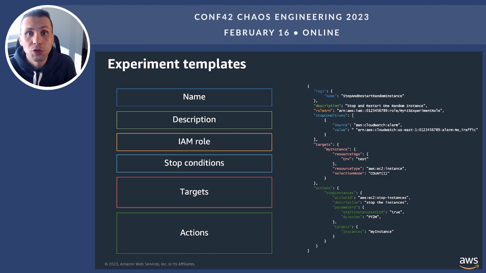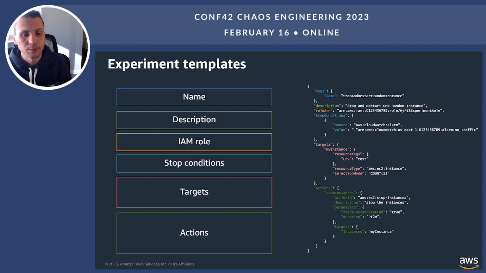When you look at the nature of the template, it looks something like this. You can see on the right a JSON demonstration of a stop and restart instance. That's the name of the experiment template. You have a description there. You have a role ARN that will actually be used to assume the role and then execute the specific action. So you need to make sure that role has the specific permissions to execute that. Then you look at the target section, which we talked about, and then the actions, which we also talked about.